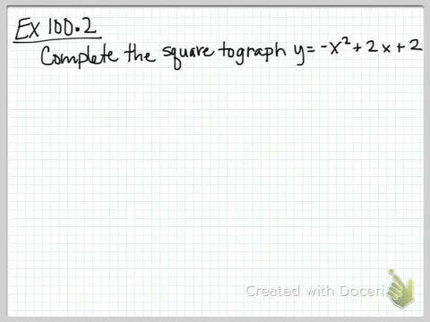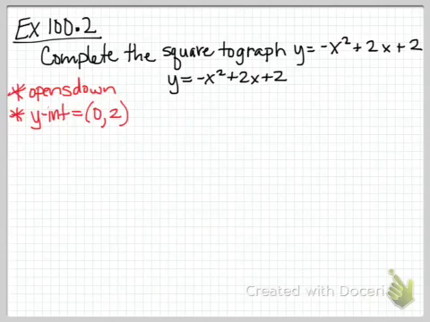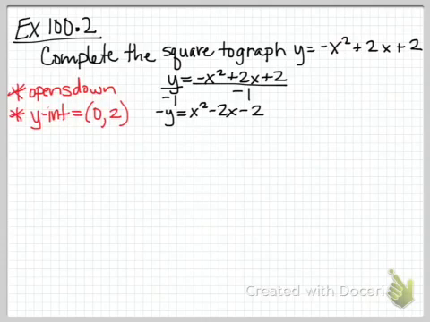So next example, complete the square to graph this equation. We can see by looking at the equation that it opens downward. We can see that the y-intercept is (0, 2), and we'll rewrite this. Now, the first thing we need to do with this equation is we cannot have a negative x squared to start. So we need to divide both sides by -1. So dividing both sides by -1, we get -y equals x squared minus 2x minus 2.